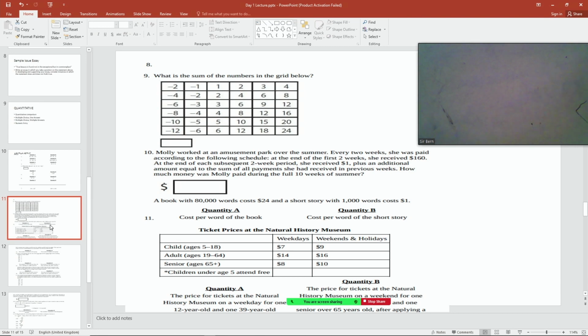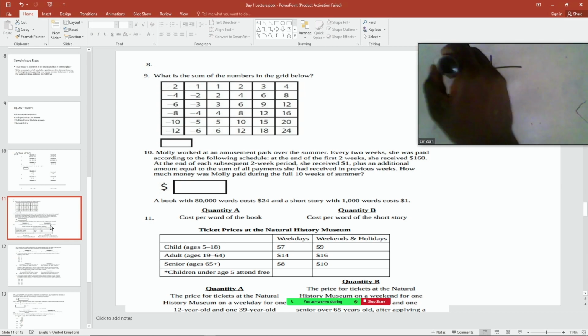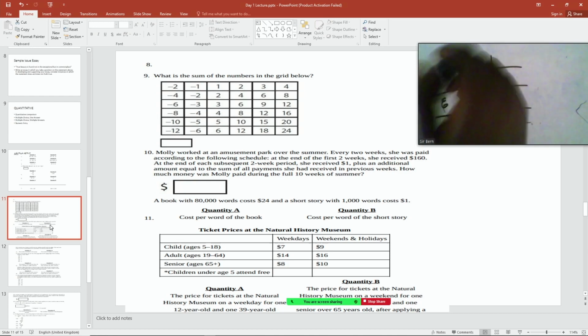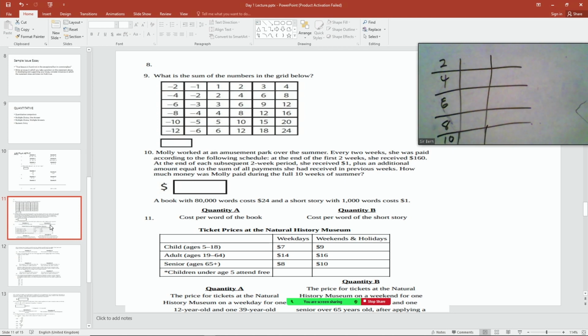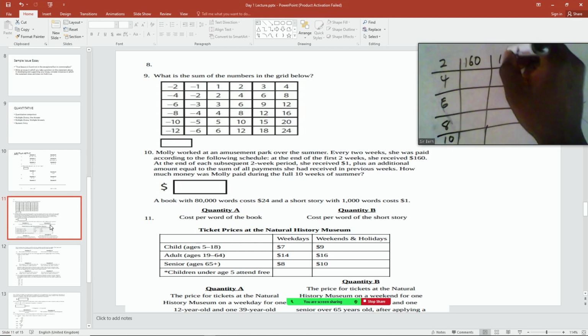Question 10 is kind of a lot. So they are saying that every 2 weeks she was paid according to the following schedule. At the end of the first 2 weeks, she received $120. So she was paid in 10 weeks. So first 2 weeks, every 2 weeks she's being paid. So she was paid at the end of week 2, week 4, week 6, week 8, week 10. So week 2 she was paid $160. So at the end of week 2 she received $160.